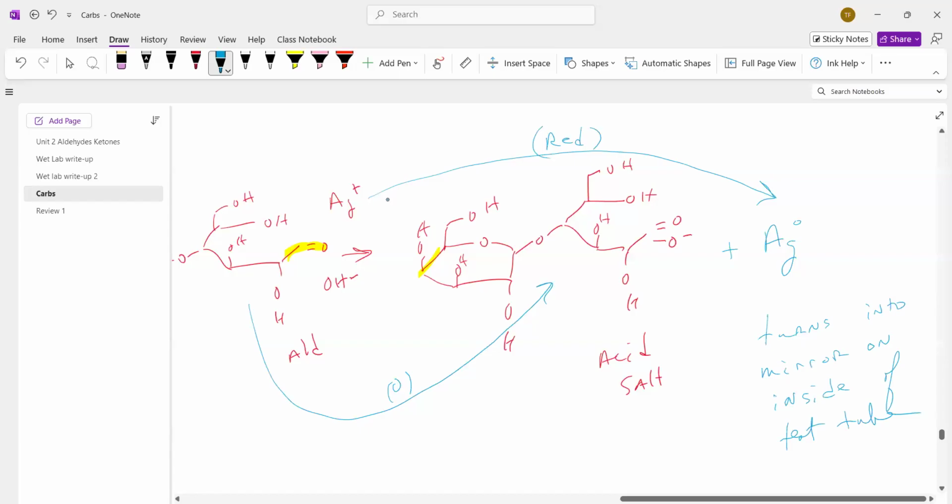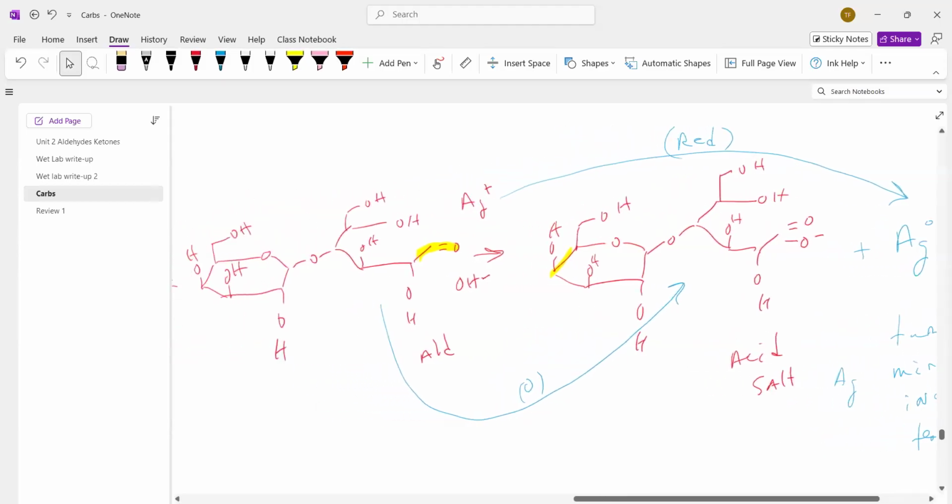Turns into a mirror on the inside of the test tube. And by the way, this is how they used to fix antique mirrors. Antique mirrors used to be silver coated. And when the mirror gets old, frequently at the corners of the mirror, the silver metal will flake off. So to restore that, we do the Tollens reagent on that glass part of the mirror. And then the silver mirror plates onto the glass on the back. So that corner is restored. So it's a very common technique for fixing antique mirrors.